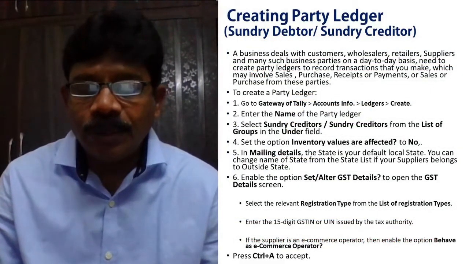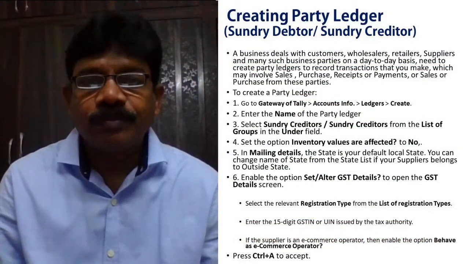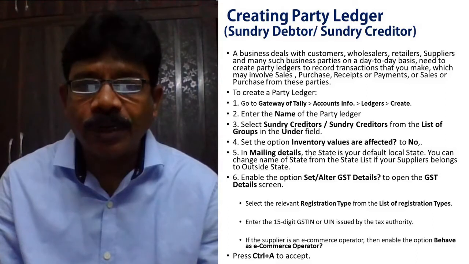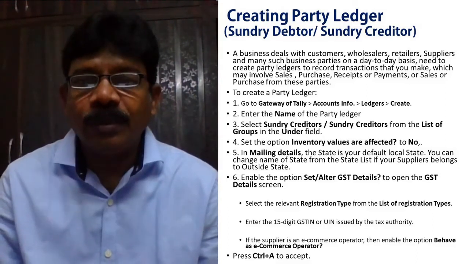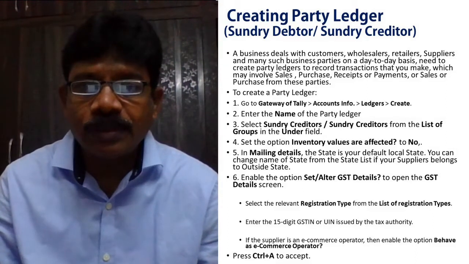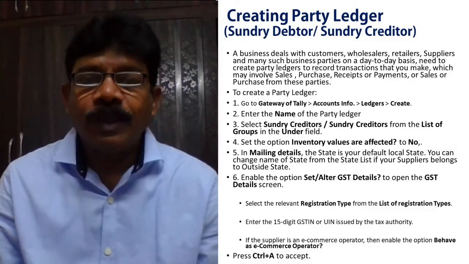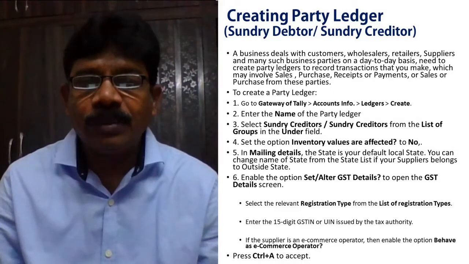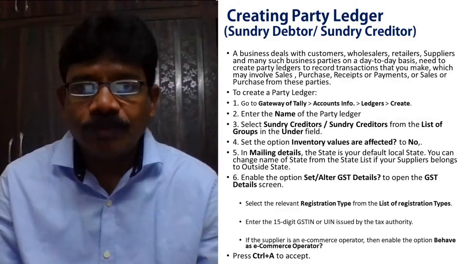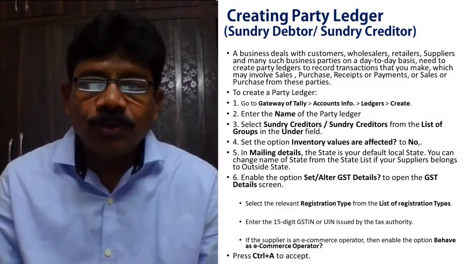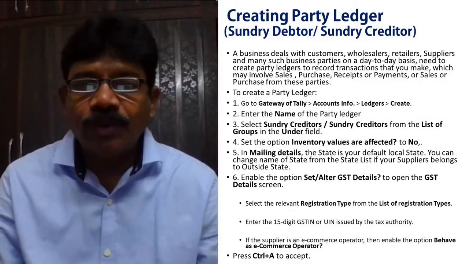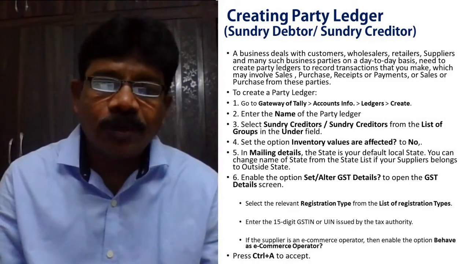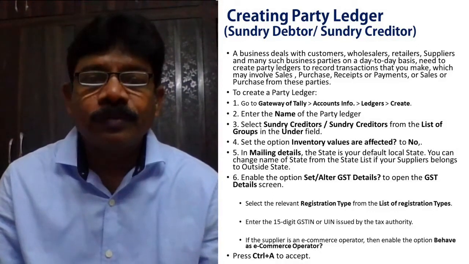Then creating the parties ledger. Parties means sundry debtor as well as sundry creditor. When we are buying the goods, he is a sundry creditor. When we are selling the goods, he is a sundry debtor. So to create a party ledger, first we have to go again to Gateway of Tally, accounts info, and ledger create.